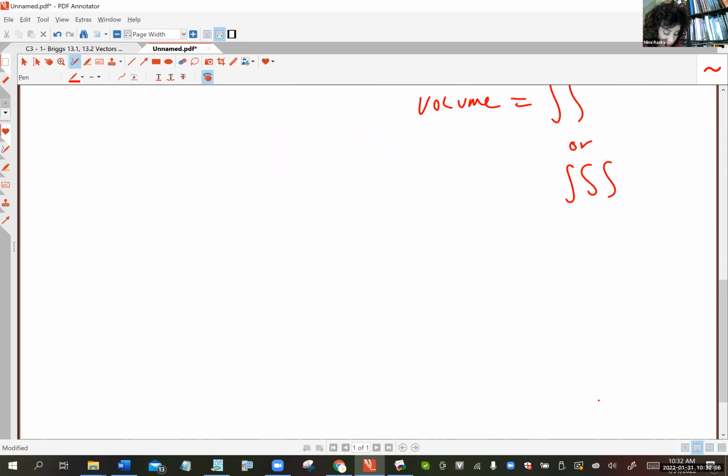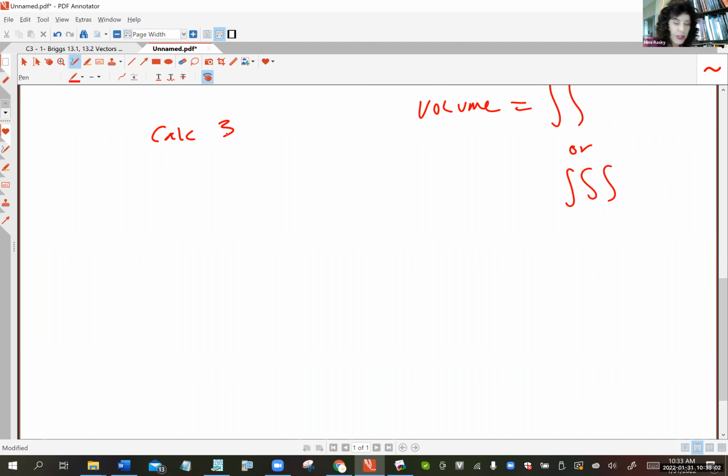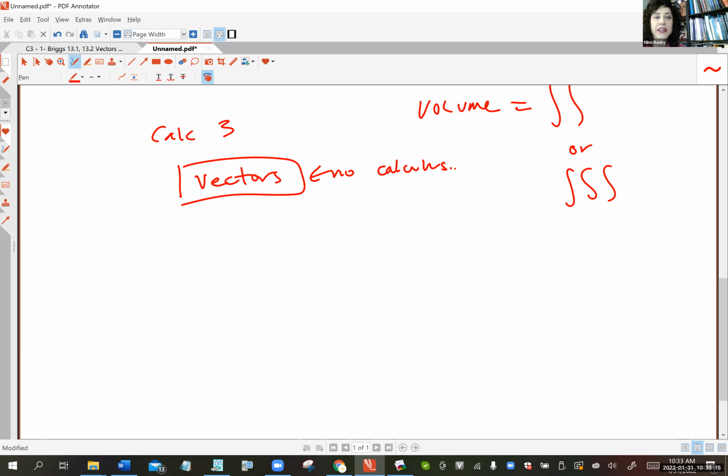So the other diagram I wanted to show you is here in Calculus 3, there's basically going to be 5 modules of material, 5 modules. The first module we're going to do is going to involve no calculus at all. So the first 2 weeks of class, I'm not going to cover any calculus.